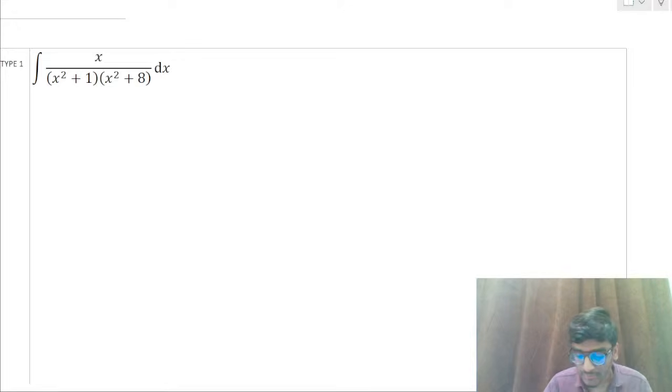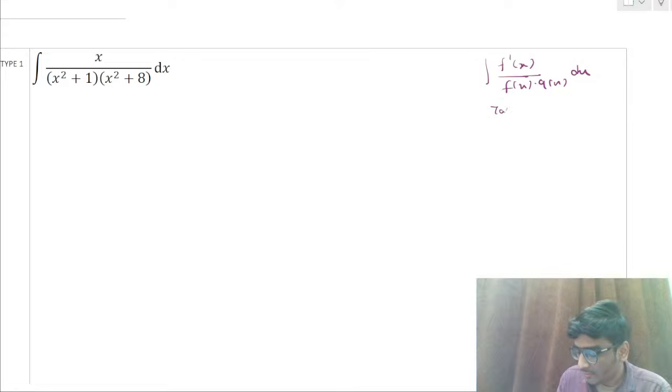Okay, it's coming. So how are we going to integrate this? Whenever we encounter this type of integral, in the form of px upon qx, we check whether it is in the form of f dash x upon f x. As you can see, the differentiation of x square gives 2x. Here we can say it is in the form of f dash x upon f of x, so we are going to take f of x as t.